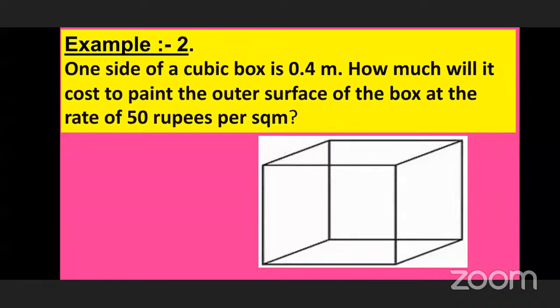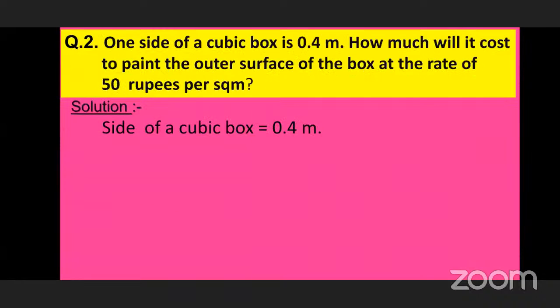So it is a cube shaped box whose length is 0.4 meter. Question, we have to find out the total cost. Means first we have to find out the total surface area and then we have to find out the cost of the paint which is required to paint the box from the outer surface. Okay. So in the question side is given. Can you tell me what is the formula of total surface area of a cube?